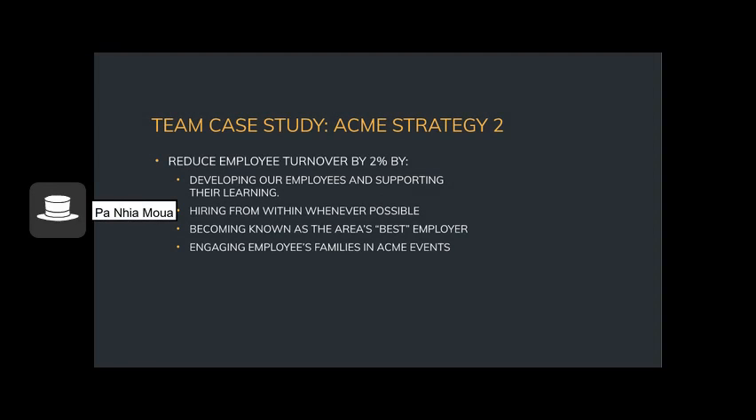Team case study, Acme Strategy 2. In the team case study, strategy 2 is to reduce employee turnover rate by 2% by developing employees and supporting their learning, hiring from within the organization whenever possible, becoming known as the area's best employer, and engaging employees' families in Acme events.